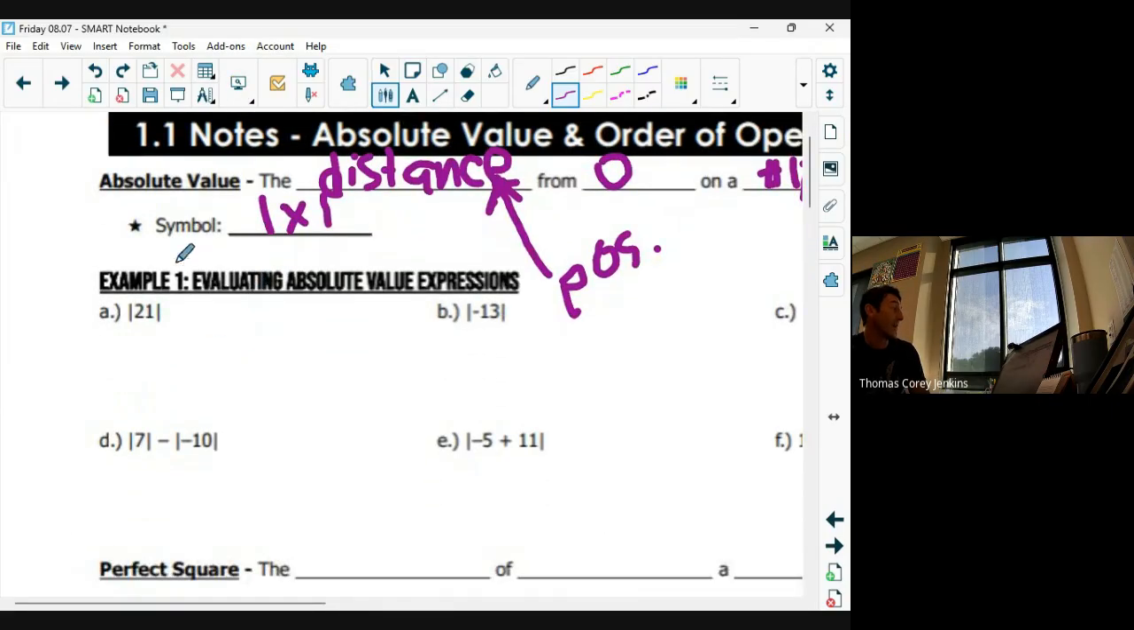All right. So the absolute value of 21 is, how far is 21 from 0? How many units? Just 21. Okay. What about negative 13? How far is negative 13 from 0? 13. Very good.